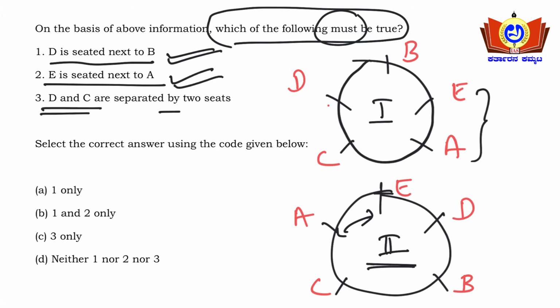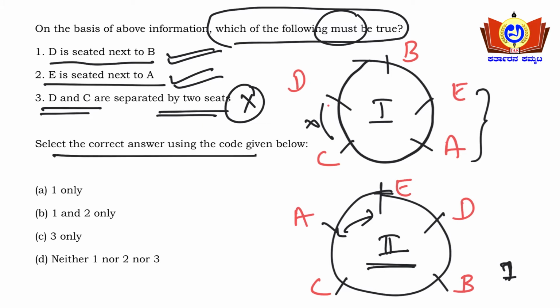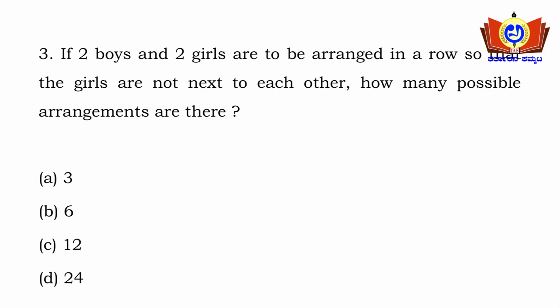D and C are separated by 2 seats. So D and C are neighbors here. So D and C are separated by 1 position here. Okay, so this condition doesn't hold good for both images. So select the correct answer, 1 and 2 only. So option B is the right answer here, friends. Okay, so moving on to the next question.